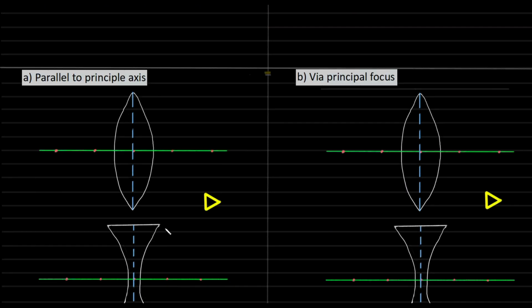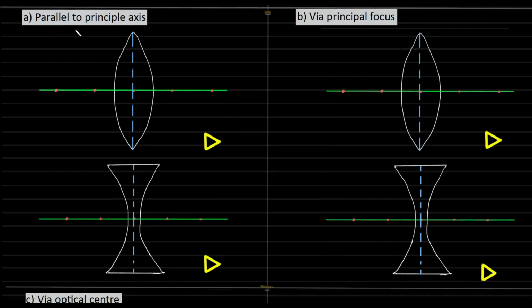Let me begin with the first case, any ray which is parallel to principal axis. So what happens? If we consider a ray which is parallel to principal axis, it will pass via the focus. Right? Now, how do you draw it on a paper? All of this is good, but you have to practice this.